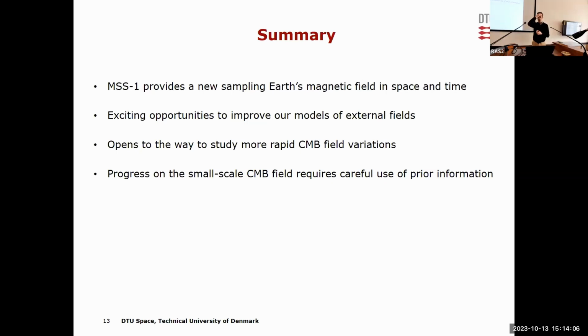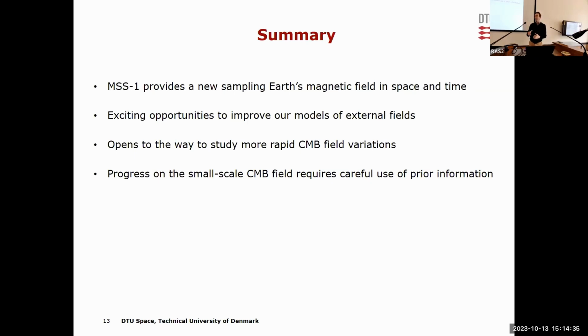So I'll finish with my summary. First of all, from my side, studying the core field, MSS-1 is providing this very exciting new way of sampling Earth's magnetic field in space and time. And in particular, there are exciting opportunities to improve our models of the external field. And that then opens the way to study more rapid time variations of the core field, and then to make progress on the small scale core fields and maybe understanding things like the origin of the South Atlantic Anomaly.